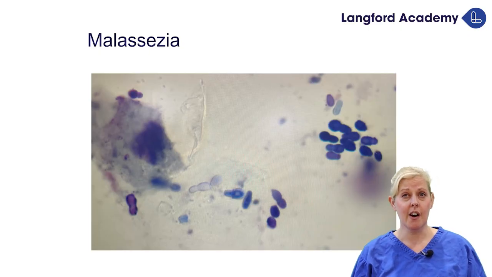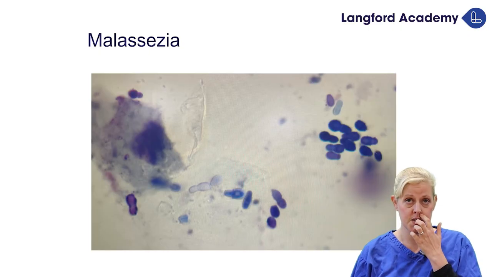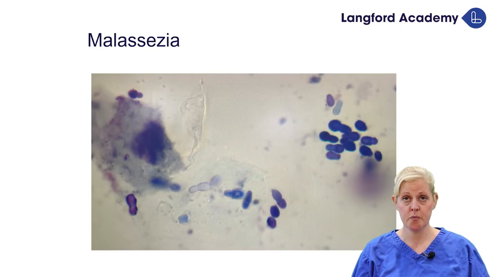These guys are actually quite large as well. So to put it into perspective, there are some cocci down here. So if you just look at that cluster that I was talking about at 3 o'clock, directly under at 6 o'clock, there is a cocci. So you can see the difference in size here. The malassezia are actually very, very large in comparison size-wise to the cocci.